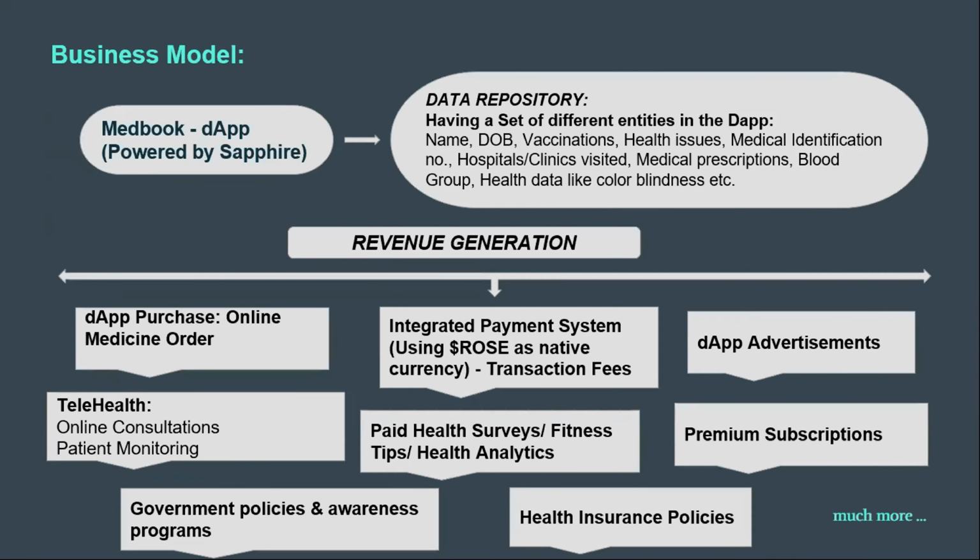So this is the business model we have thought about. It will basically be a revenue generation model. We will have a data repository with different categories and entities in the app itself: name, date of birth, vaccination history, health issues if the patient has any, medical identification number, different e-prescriptions, blood group, health data like color blindness, etc.